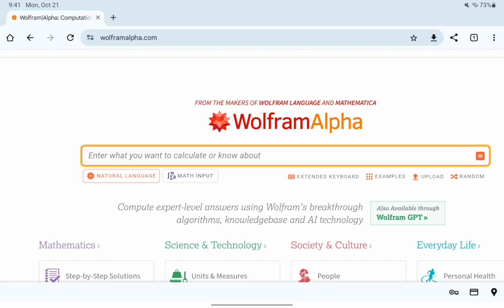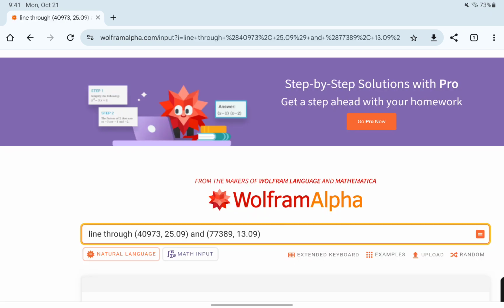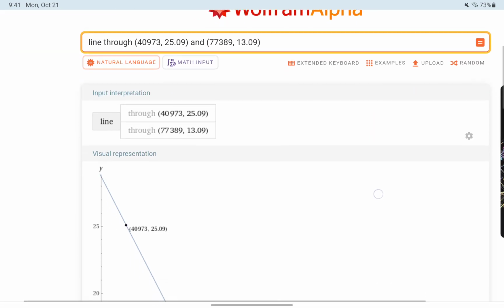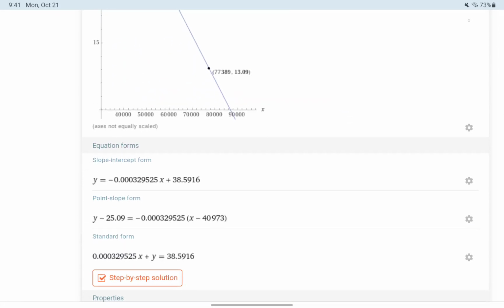That means we're going to flip over to Wolfram Alpha and ask it for a line through (40,973, 25.09) and (77,389, 13.09). So we're using attendance as the x variable, price as the y variable. And we generate that equation in slope-intercept form.